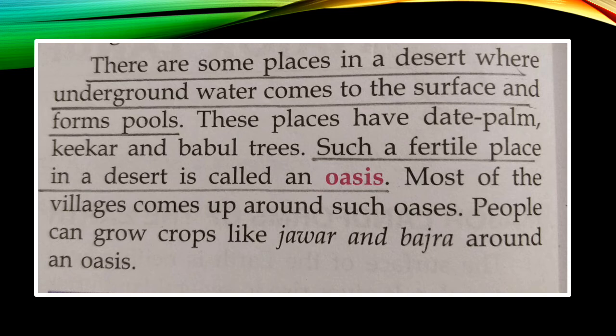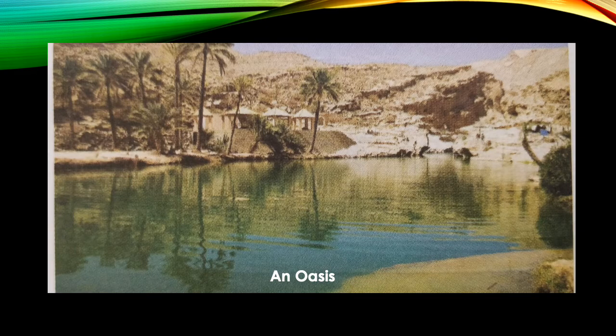So what is an oasis? An oasis is a fertile place in a desert where underground water comes to the surface to form pools. Most of the villages come up around such oases. So where do people live in desert? They live around this fertile area where water is found. People can grow crops like jowar and bajra around an oasis. And this is a picture of an oasis. You can see water, plantation, and some houses here.